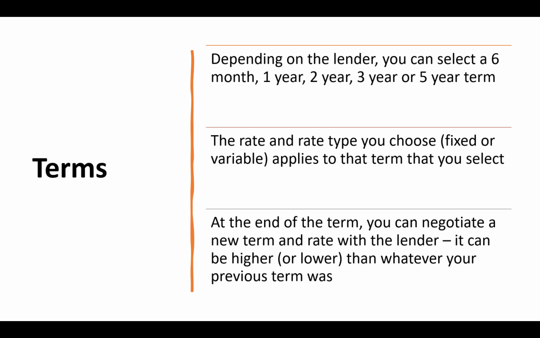And the rate type you choose, fixed or variable, only applies to that term. At the end of a term, you then negotiate a new term and rate with the lender, which can be higher or lower than what your previous interest rate was. And I'll give you an example and walk you through this.